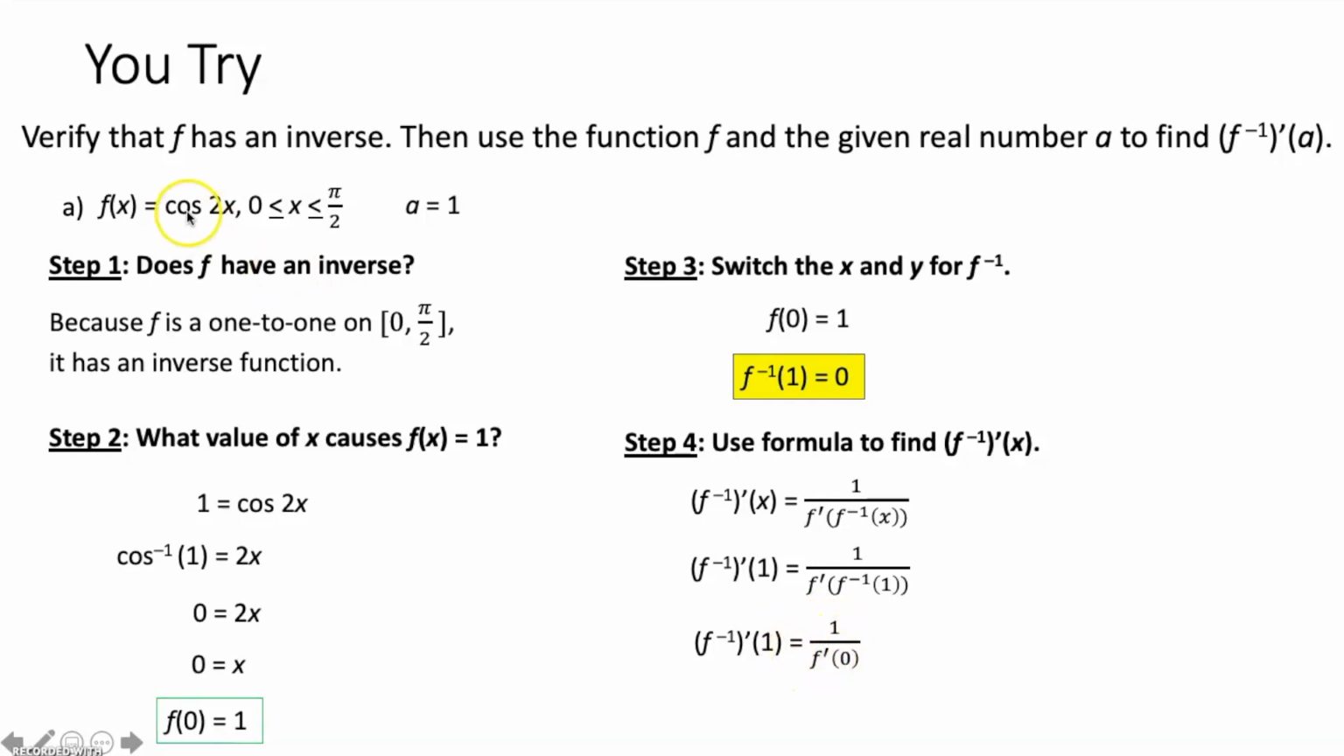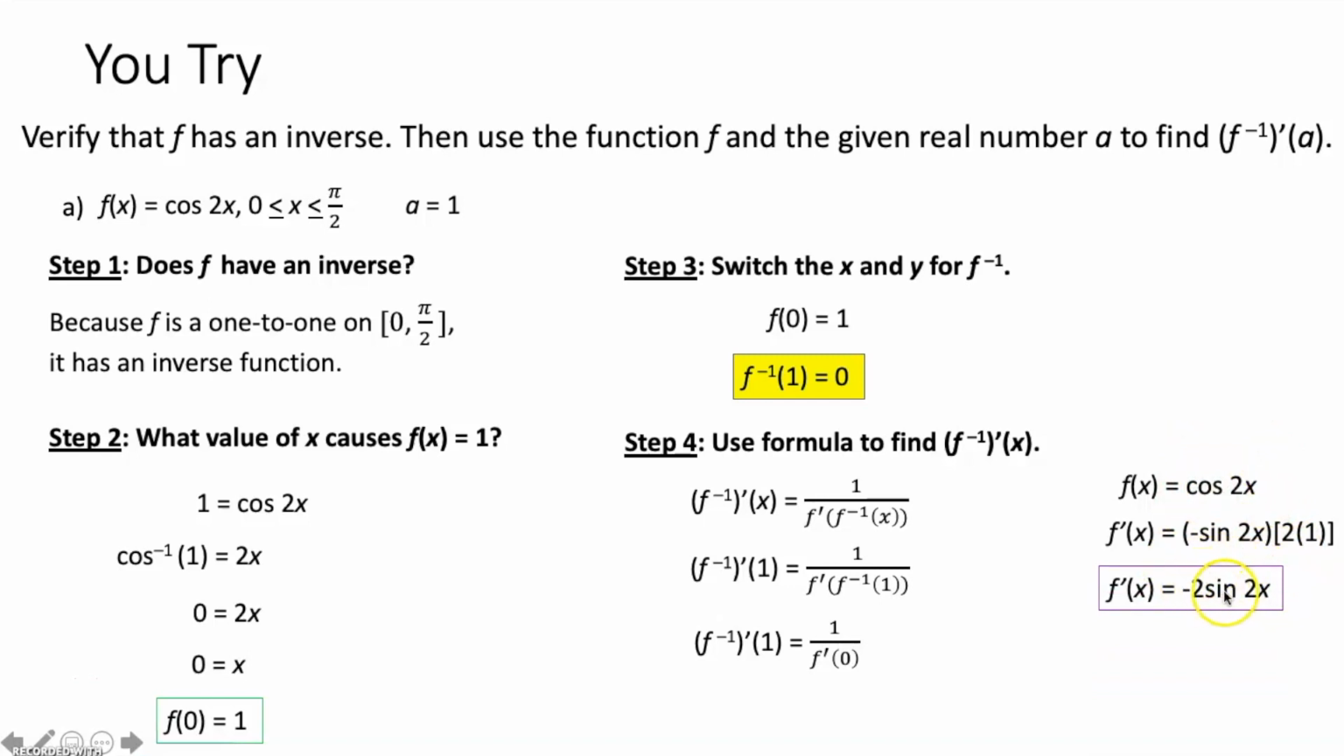What's f prime? That's the derivative of this function here. What's the derivative of cosine of 2x? Well, remember, we have a function within a function, so this requires a chain rule. What's the derivative of cosine? That's negative sine. So it's going to be negative sine of 2x times the derivative of 2x, which is going to be 2. So negative 2 sine of 2x is the derivative of cosine of 2x.